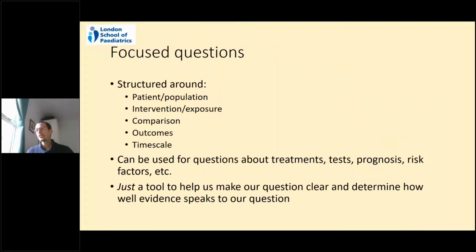What is a focus question? You'll see an example today, but we tend to focus them around the letters P, I, C, O, and possibly a T. So that's PICO. P being what patient or population we're interested in, I being the intervention, if we're thinking about a treatment, or exposure, if we're thinking about a risk factor, C being the comparison, what we're interested in it being different from, which in an interventional trial might be no treatment or standard of care or a placebo, and O would be the outcomes that we think are relevant.